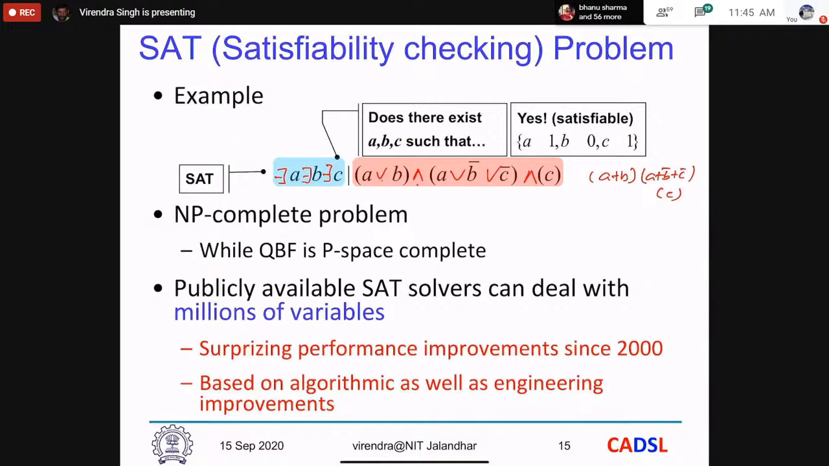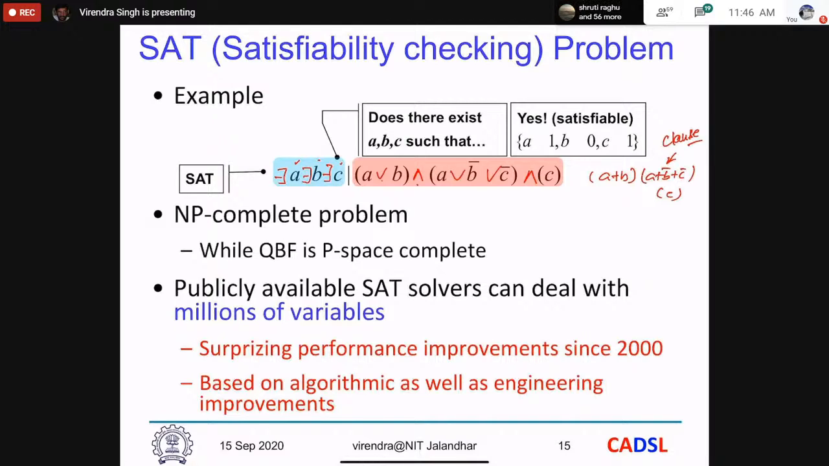So this is a product of some expressions. Every such sum expression we call a clause. To satisfy this formula, every clause must be satisfied. And I want to find out the value of A, the value of B, and the value of C such that this formula is satisfied. My interest is to find one assignment of A, B, C that can satisfy this relationship.